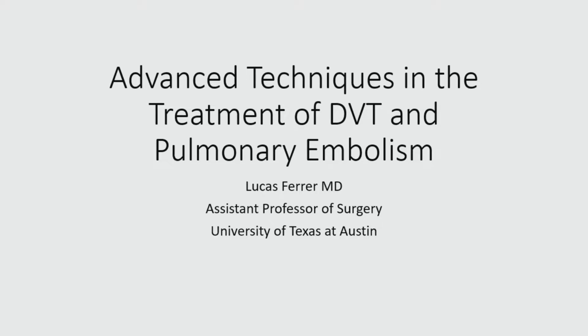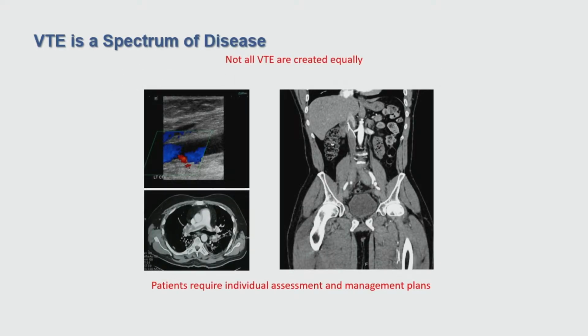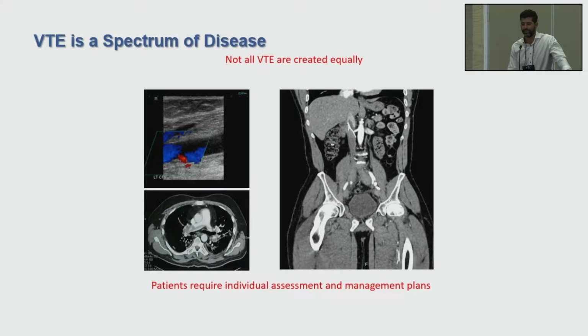All right, so we're just going to talk a little bit about the data about treatment of DVTs and pulmonary embolisms and some visual illustrations of how we do it. So, not every DVT is the same. In some ways, it's more complex than arterial disease. You have to really take into account what the symptoms of the patients are, the anatomy, and the extent of the thrombus burden.